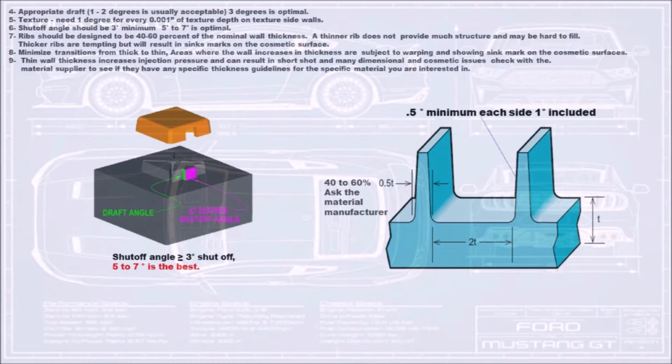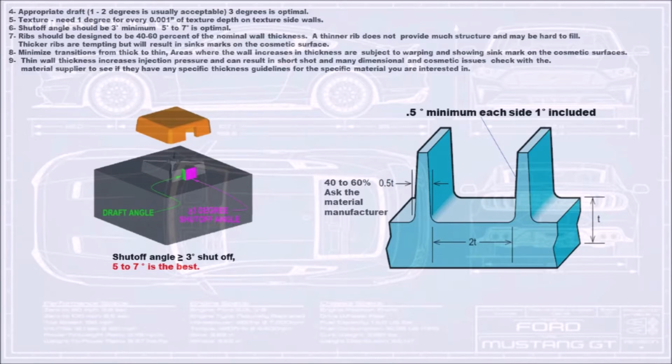5. Texture needs 1 degree of draft for every 1/1000th of an inch of texture depth on texture side walls. 6. Shut-off angle should be 3 degrees minimum. 5 degrees to 7 degrees is optimal. 7. Ribs should be designed to be 40 to 60% of the nominal wall thickness. A thinner rib does not provide much structure and may be hard to fill. Thicker ribs are tempting but will result in sink marks on the cosmetic surface.